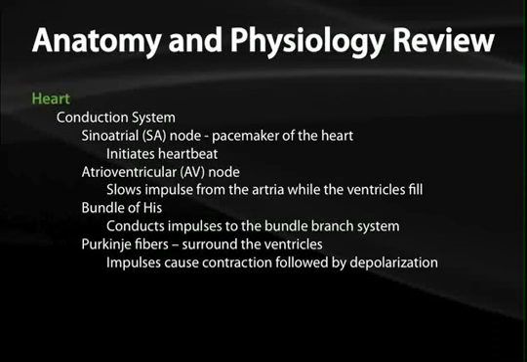Now let's review the conduction system. You've got your SA node, or sinoatrial node, and your AV node, which is your atrioventricular node. The SA node is considered to be the pacemaker of the heart. It's what initiates the heartbeat. And the AV node slows the impulse from the atria while the ventricles are still filling. The bundle of His conducts the impulses to the bundle branch system, and then there are the Purkinje fibers, which surround the ventricles. I'll explain this better in the next slide with the diagram.